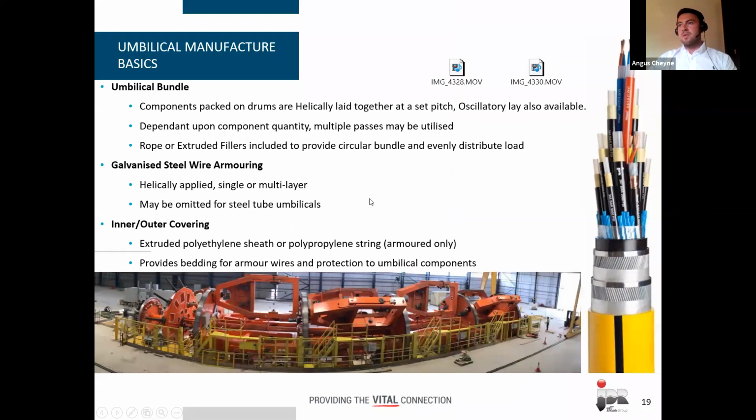Okay, so I'm just going to touch briefly on umbilical manufacture and talk through a little bit more of what I showed at the beginning on some of the earlier slides. The umbilical bundle is constructed whereby the umbilical components are packed onto drums, and these are then helically laid together at a set pitch. When I say helically, that would be either clockwise or anti-clockwise in one full direction. Whereas there is also an alternative method called oscillatory or SZ lay, as it's known, whereby the lay direction changes from clockwise to anti-clockwise. But for the purpose of this slide, we're going to focus on the helical lay.